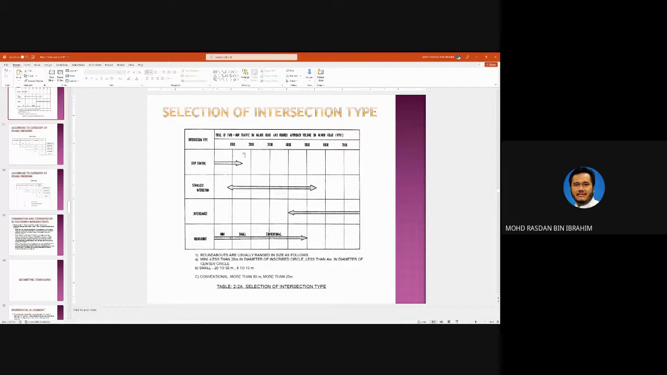If the total is 1005 and lower, it can be stop control. Signalized is between 800 to 5000 plus. Higher than 4000, you can start to consider an interchange. And roundabout is only convenient for up to 5000 vehicles per hour.